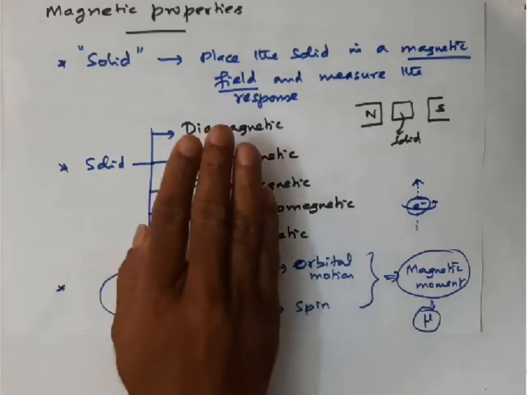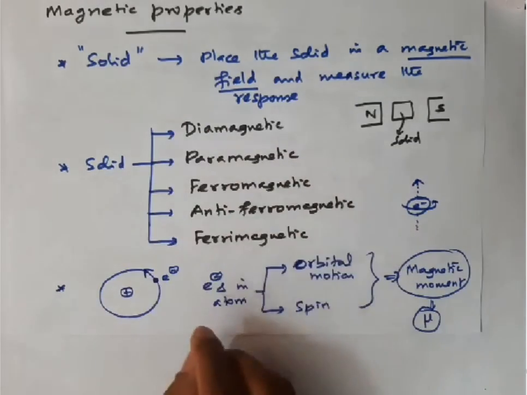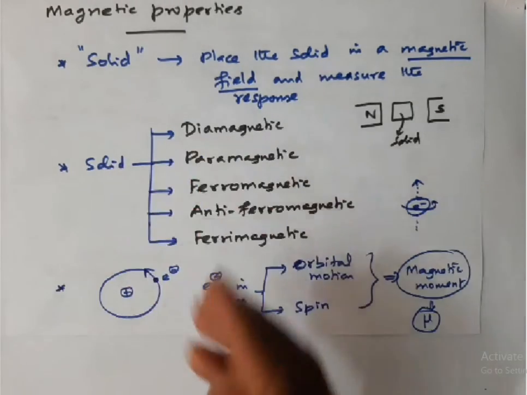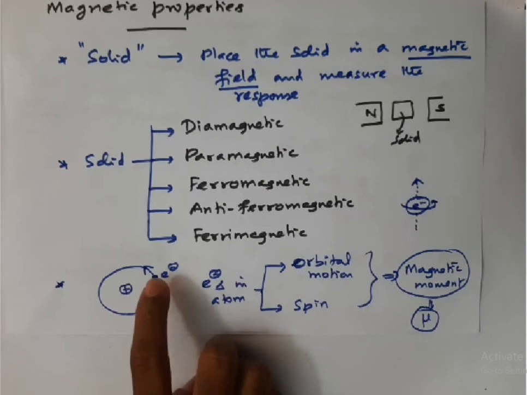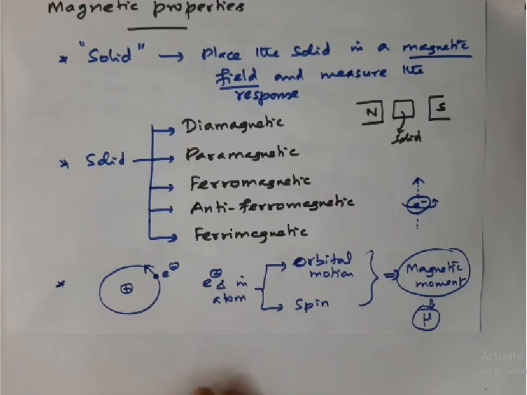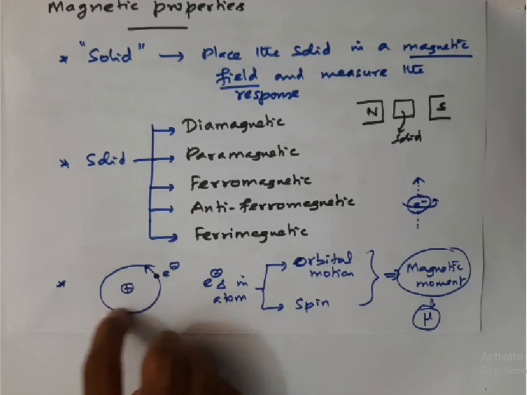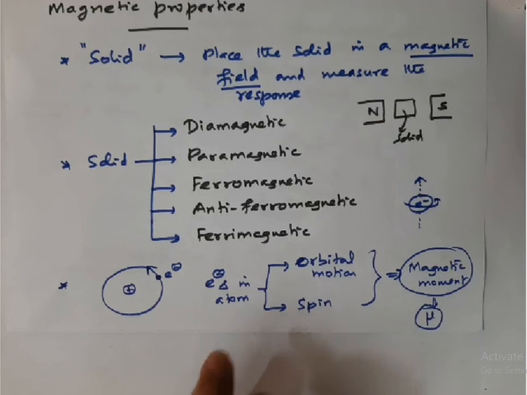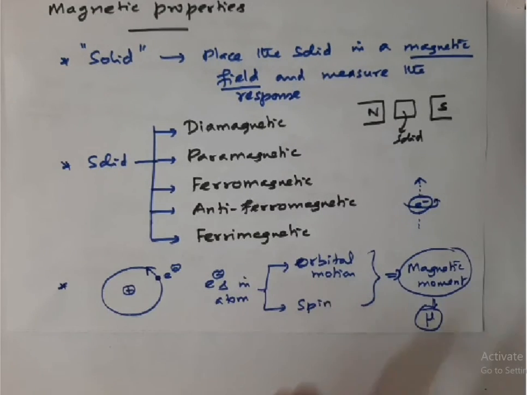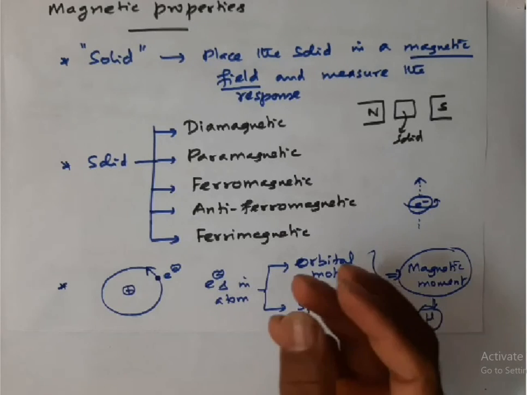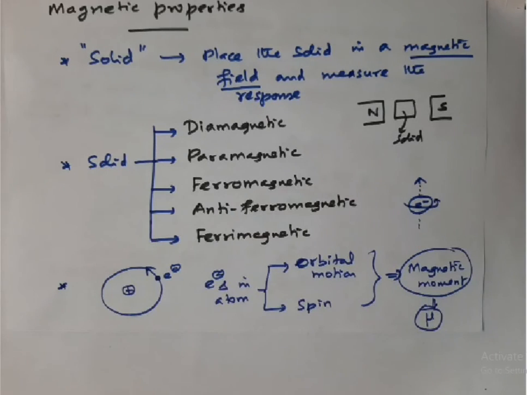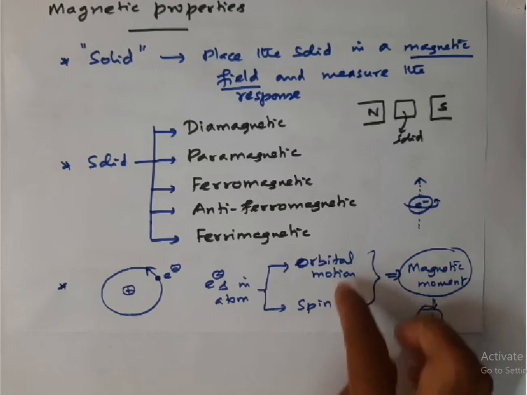And how is the magnetic field originated in your solid? It is because of the electrons, basically. In an atom, the electrons present have 2 kinds of motions. One is orbital motion, the other one is spin. Both these motions are responsible for the magnetic field of the material. Your material has a magnetic field because of these motions.